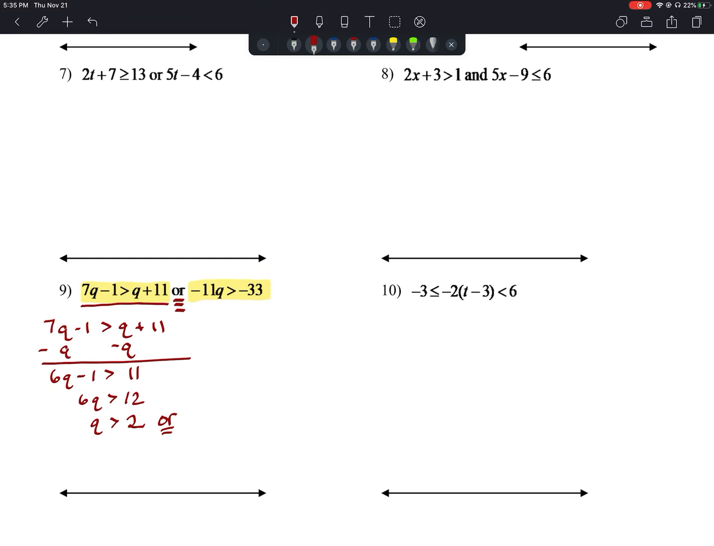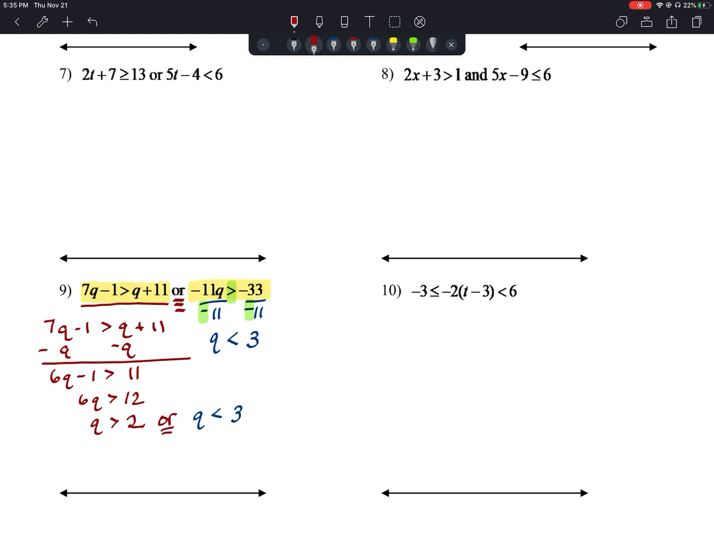Or, right, because this is a disjunction, now we need to solve the other side. So we have negative 11q is greater than negative 33. We'll divide each side by negative 11. And remember, this is where you have to be paying attention to what you're doing. You're dividing both sides of the inequality by a negative. Therefore, we have to flip our inequality here. What we're going to end up with is q is less than 3. So we'll go ahead and bring that down here. q is less than 3.